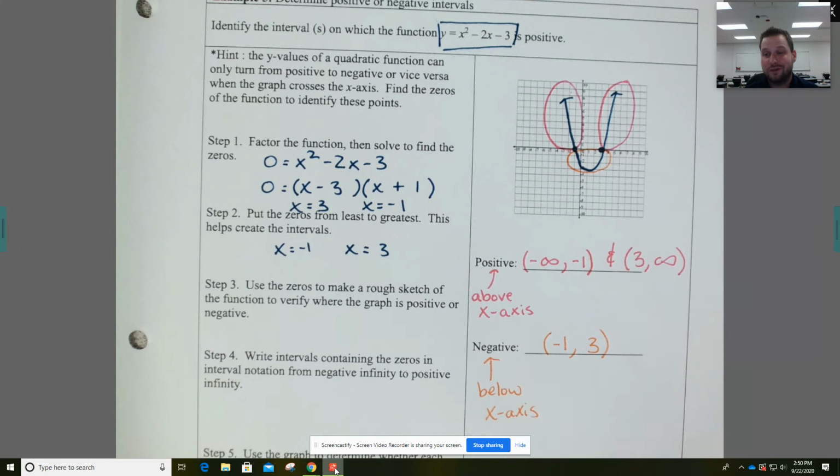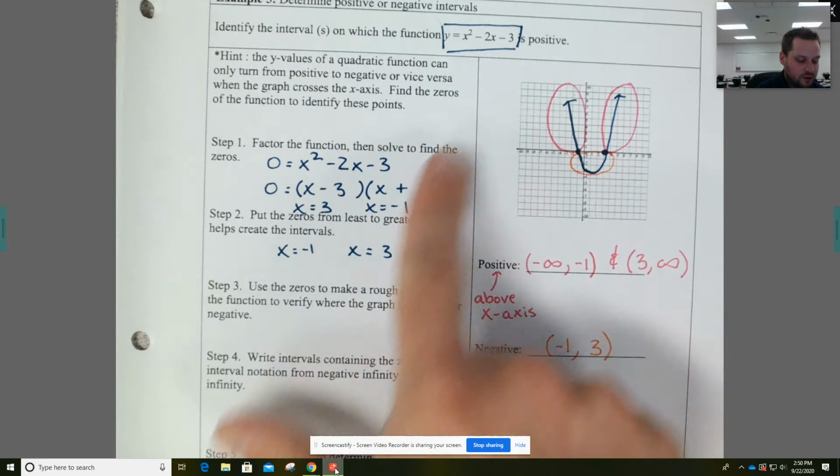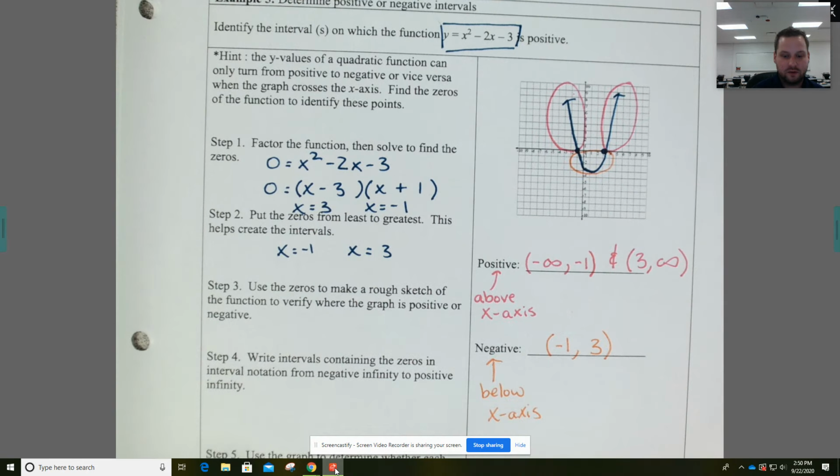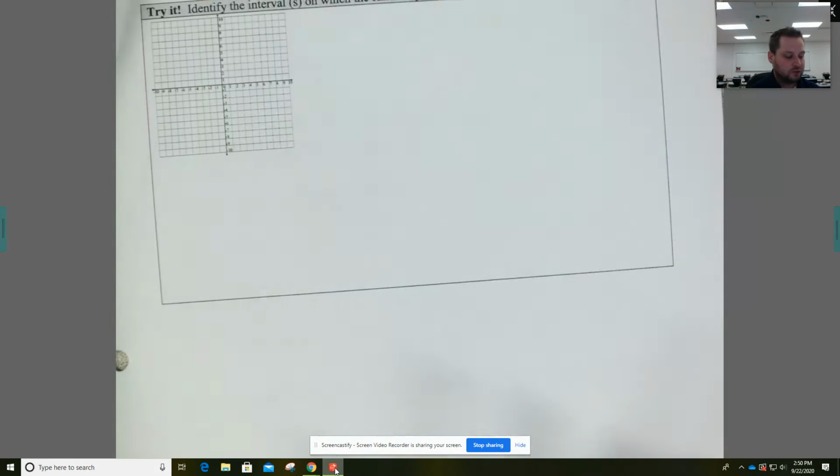So whenever you do the positive and negative intervals, you're always going to have parentheses. Okay, so that's determining when we have positive and negative intervals. I need you to go ahead and do the try it on your own.